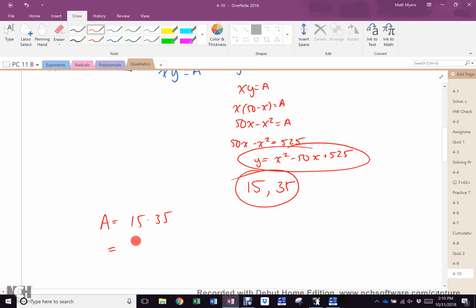What's the biggest each side could be? 25 by 25, can't it? Which is what? 625. That's the biggest answer. Yeah?